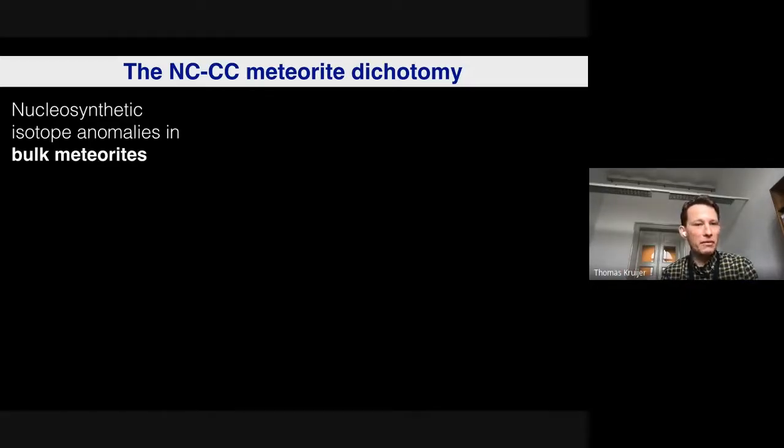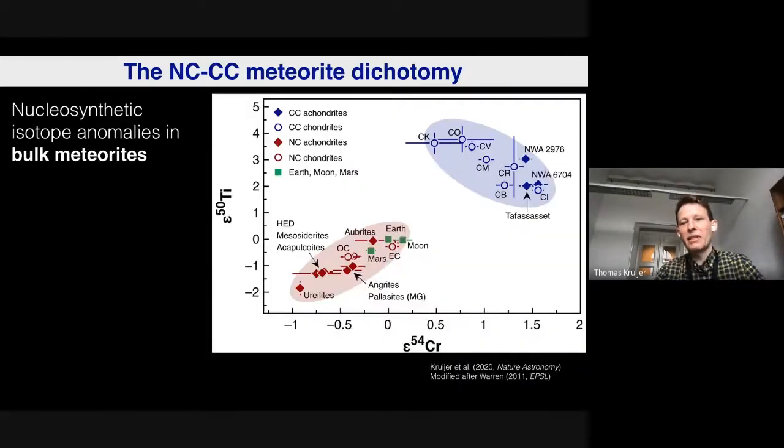So if you take a bulk meteorite sample of, say, about 0.5 gram or 1 gram, many different meteorite groups show nucleosynthetic isotope variations relative to the Earth and relative to each other. And if you plot these variations, you can end up with something like this. This is a diagram of epsilon 50 titanium versus epsilon 54 chromium. So again, parts per 10,000 deviations relative to the Earth.